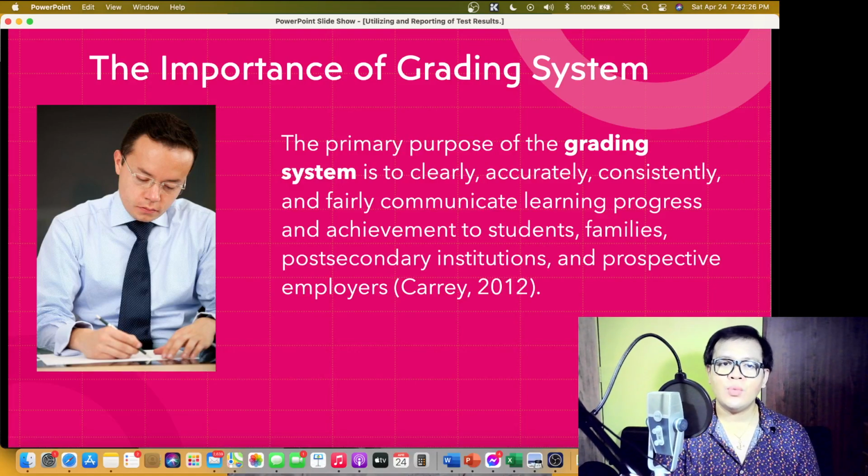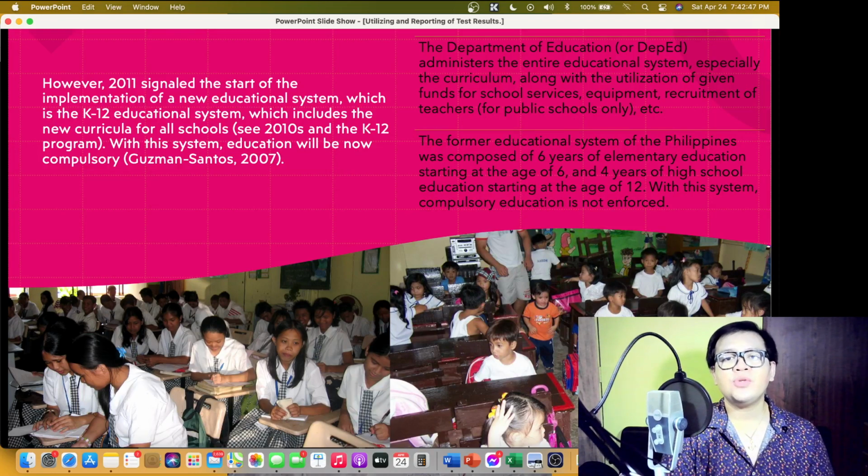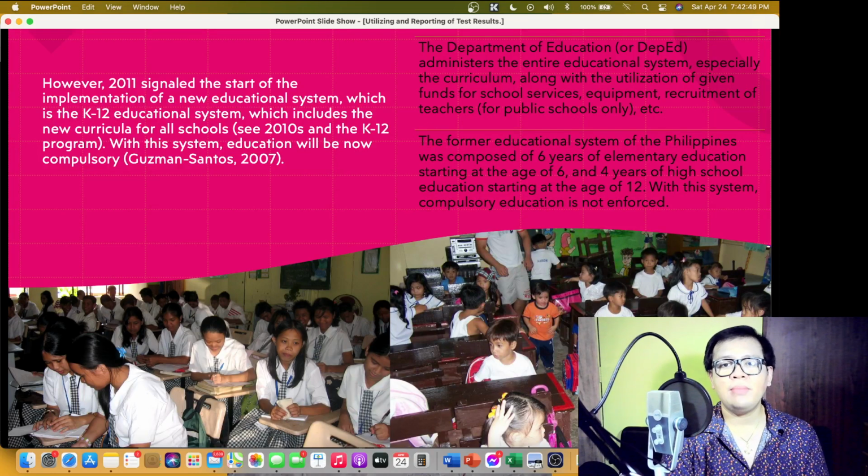Carey of 2012 was able to emphasize the importance of the grading system. Its primary purpose is to clearly, accurately, and consistently and fairly communicate the learning progress and achievement of students to families, post-secondary institutions, and prospective employers. Here in the Department of Education, as you can see in the picture, it administers the entire educational system, especially the curriculum, along with the utilization of given funds for school services, as well as the recruitment of teachers for public schools only.